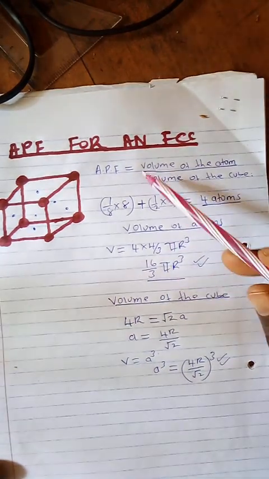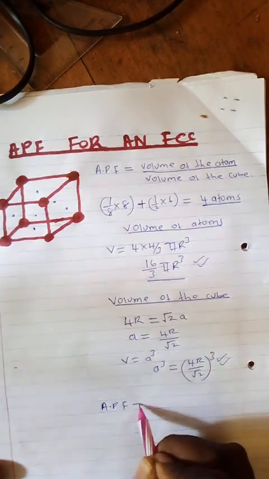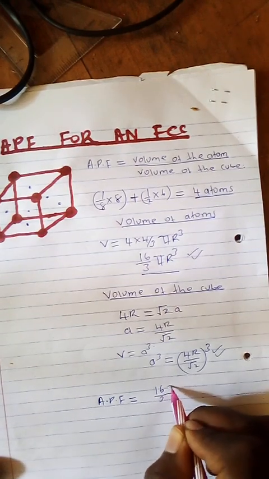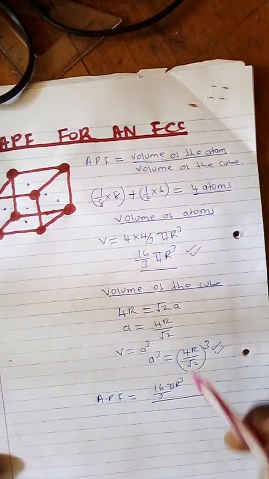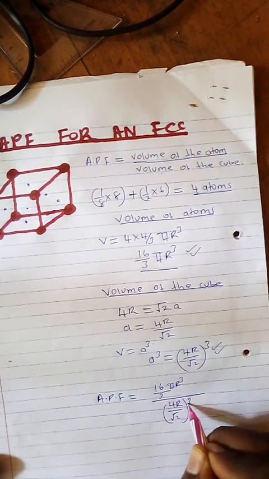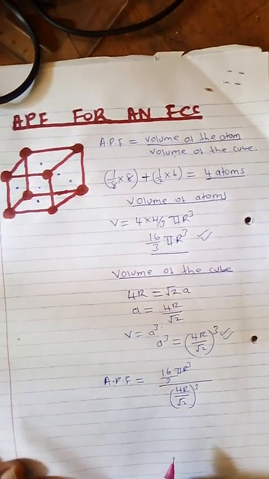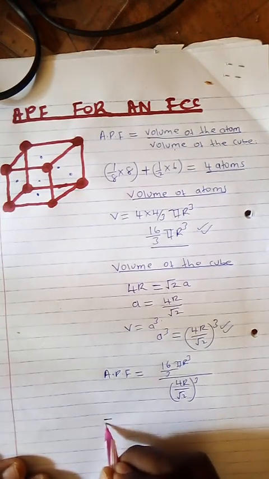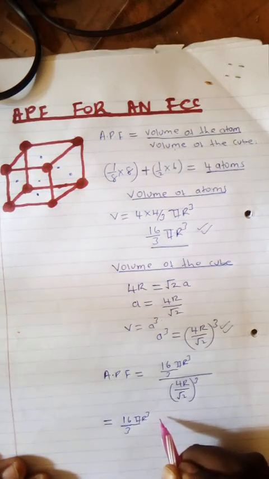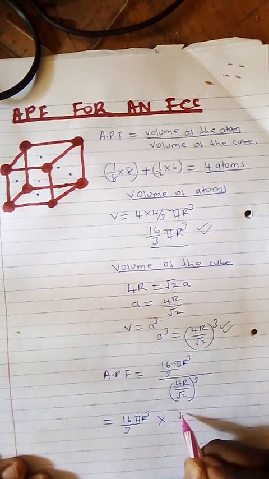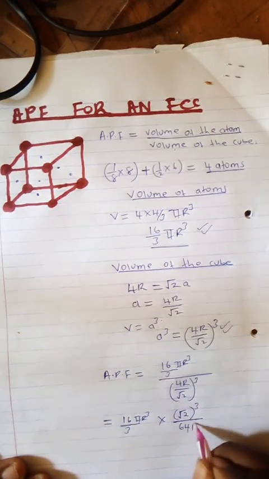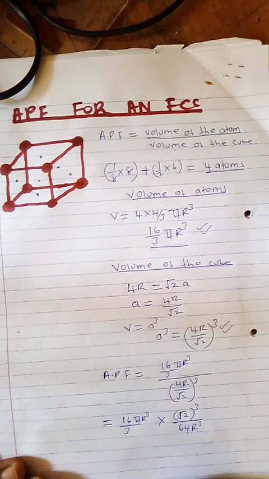Now I can proceed to get the atomic packing factor using this formula. The APF is 16/3 pi r cube, all over the volume of the cube, which is 4r over root 2 cubed. This is equal to 16/3 pi r cube times the reciprocal, which becomes root 2 cubed over, once I cube this, 64 r cube.